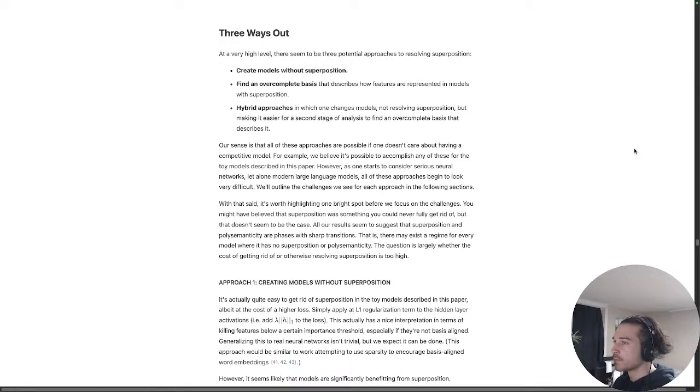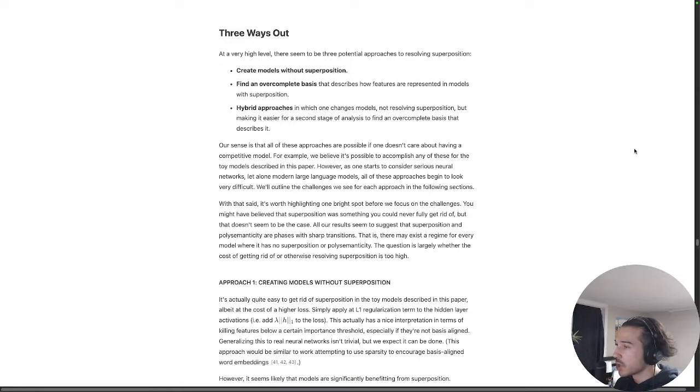3 ways out. At a very high level, there seem to be 3 potential approaches to resolving superposition. Create models without superposition. Find an overcomplete basis that describes how features are represented in models with superposition. Hybrid approaches, in which one changes models, not resolving superposition, but making it easier for a second stage of analysis to find an overcomplete basis that describes it. Our sense is that all of these approaches are possible if one doesn't care about having a competitive model.